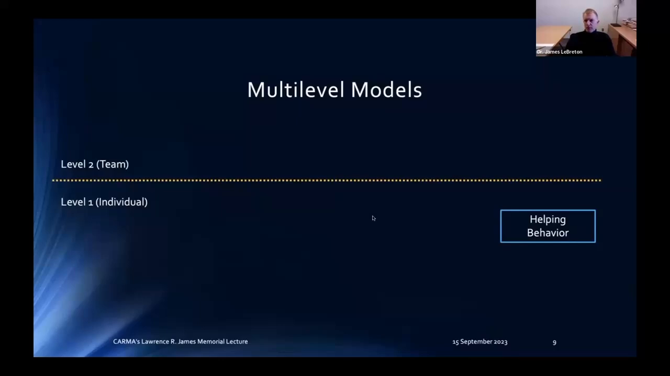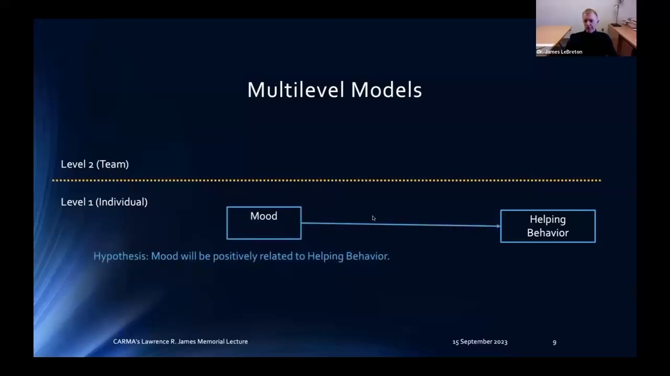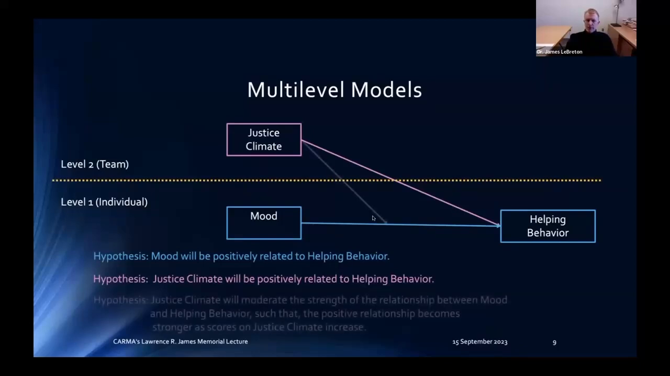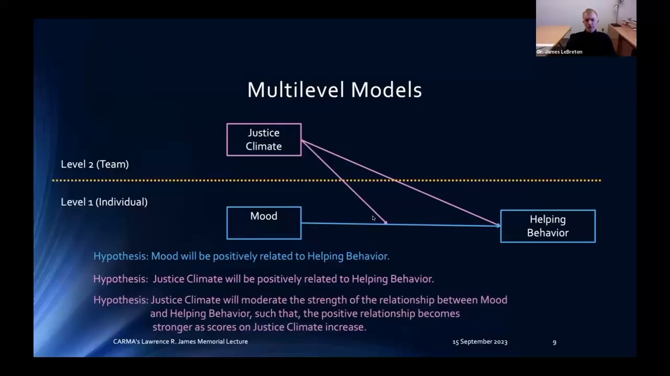And so in a classic multi-level model, we might be trying to predict something like an individual's likelihood to engage in helping behavior based upon what kind of mood they're in. But we also think that what type of climate their team has could also contribute to helping behavior, and it might even moderate the relationship of the first, the lower level relationship.